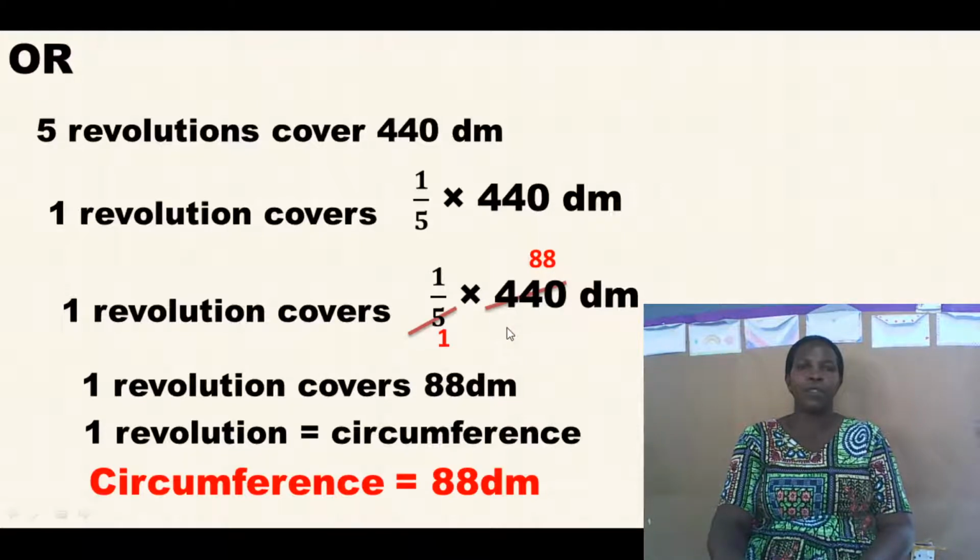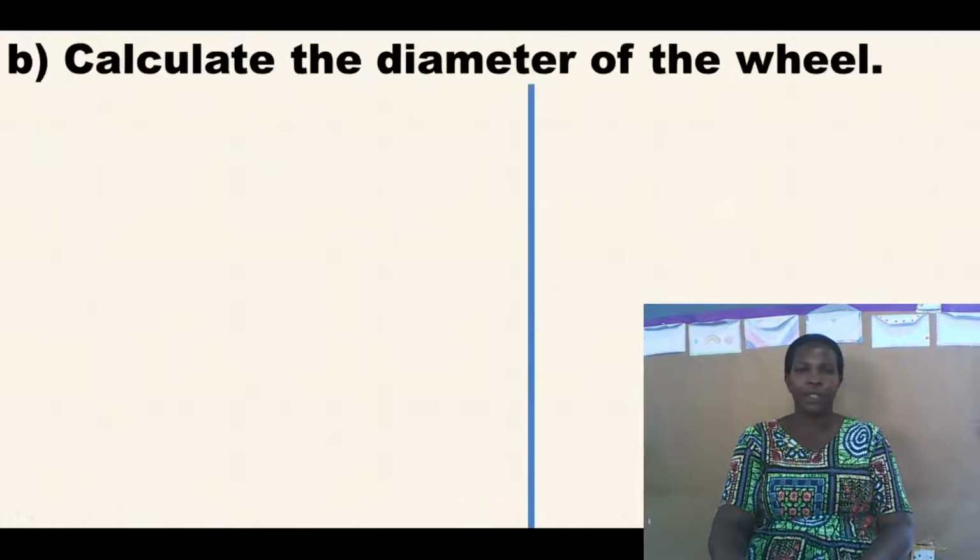Now, my dear boys and girls, there is a lot you need to look at as per this number. When we talk about looking for circumference, circumference can be found in two ways. You can either use the formula or you can use the proportions. And we need that knowledge in the next examples we are going to look at. Now let us look at the next number. The next number, part B of number 1, says, calculate the diameter of the wheel.